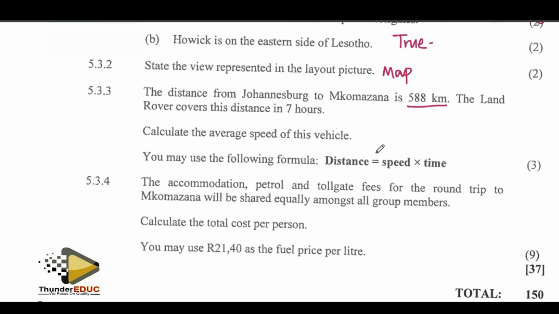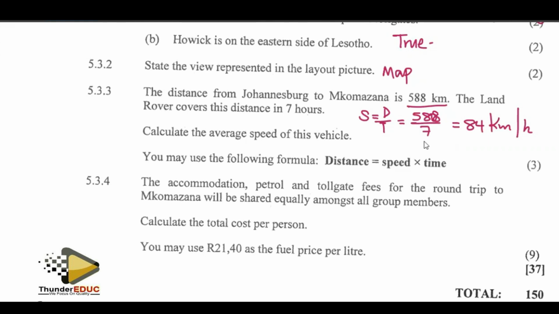What are you going to do? You know very well, look at the formula they've given you, distance equals speed times time, but you're looking for speed, so speed will equal distance over time. Please always remember that. So our distance is already in kilometers, 588 divided by 7. So the average speed was 84 kilometers per hour.